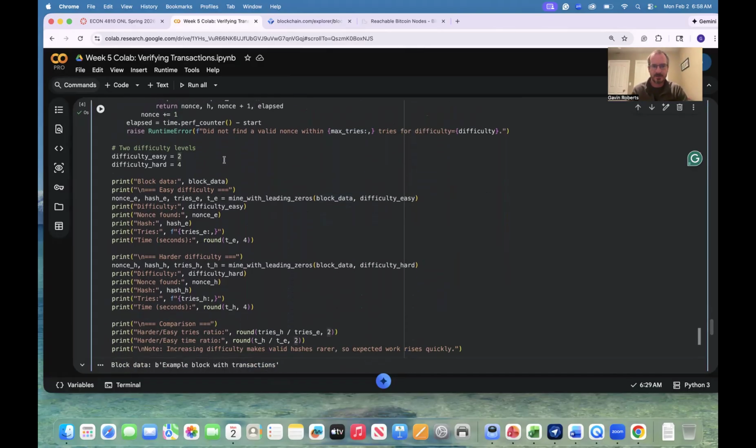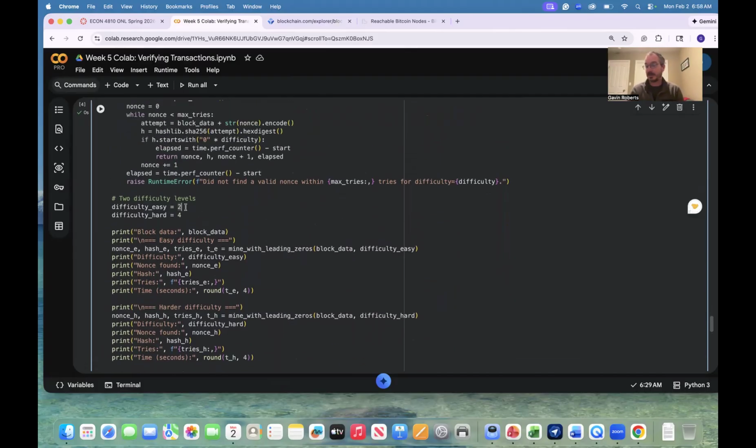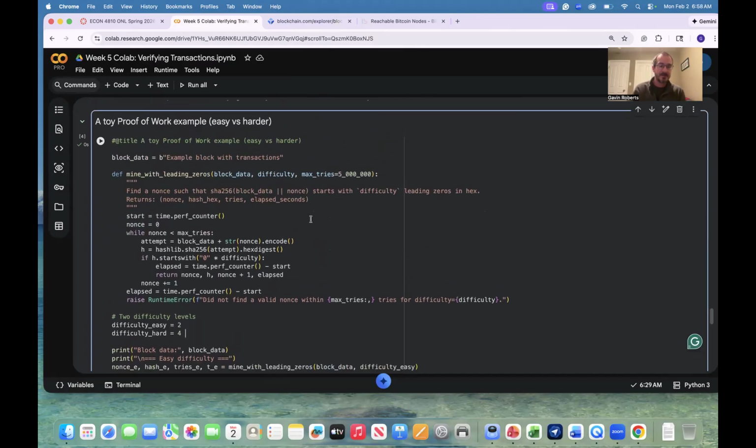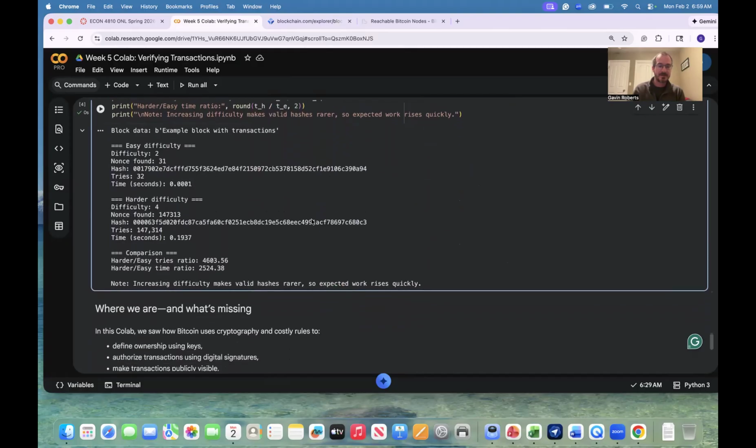On Bitcoin, this is literally defining the number of leading zeros. So we're only looking for two zeros at the beginning of the hash digest, or four. We're doing two for purposes of comparison. We already ran that, so let's go down here and see what happened.